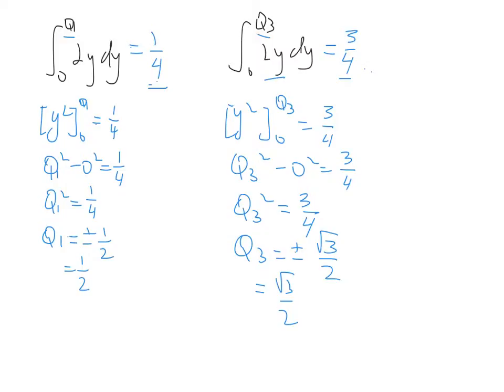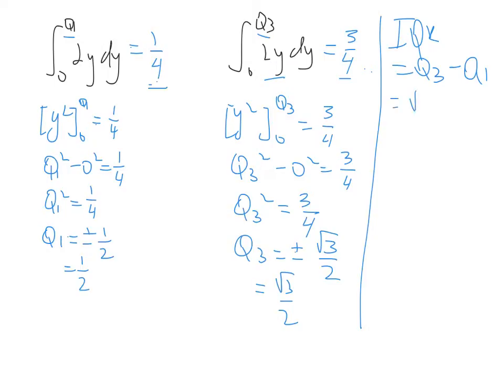Now, the interquartile range, we know, is Q3 minus Q1. So from there, we have root 3 over 2 minus 1 over 2, and the decimal approximate, 0.8660 minus 0.5, we end up with 0.3660. So that's how we go about finding this interquartile range.